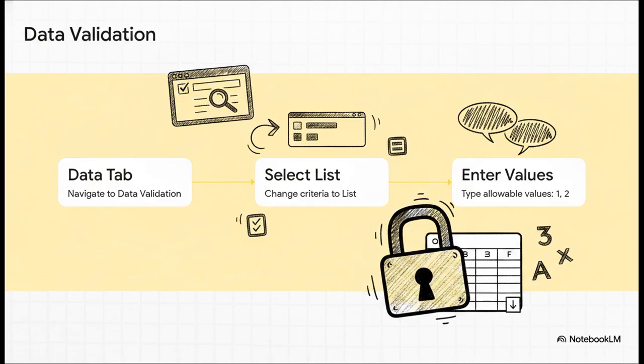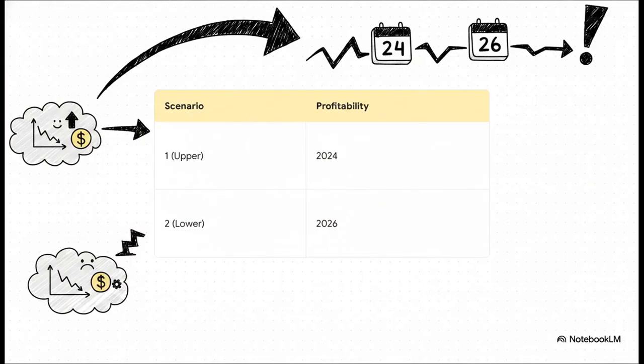You just click on your scenario cell, head up to the Data tab, and select Data Validation. Change the allowed criteria to list, and simply type 1, 2. Doing this creates a sleek little drop-down menu right on your cell, but more importantly, it physically restricts the cell so no one can ever type a 3 or an A, or literally anything else that would break all your hard work.